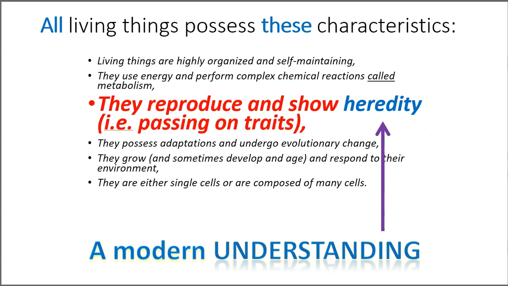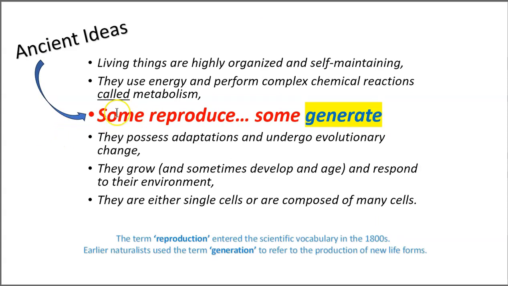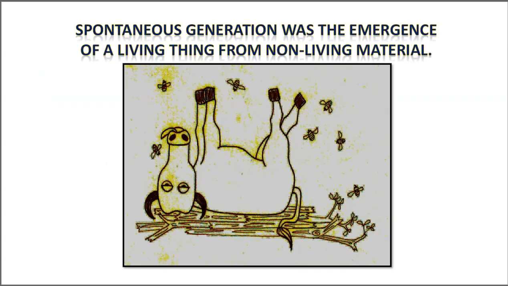Well, what were the ancients thinking? Well, we could revise this item here in the following way as far as ancients were concerned: some living things appeared to reproduce, dogs and cats and people, but lots of other living things did not reproduce in that way. They generated. Well, what did they generate from? A lot of people believed living things could generate from non-living material, and this was called spontaneous generation. This was the emergence of a living thing from non-living material.